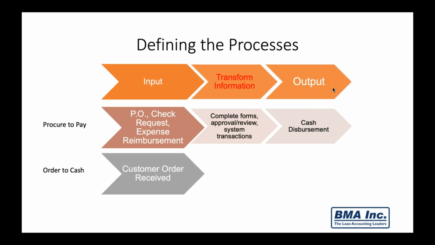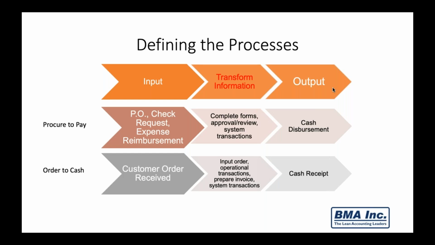The mirror image of this is order to cash, where a customer places an order with a business. So you have all the transactions. The order is input. There are the actual operational transactions of creating and delivering the product and or service. You prepare the invoice and all the transactions which go along with that. And eventually, you get money for that order.